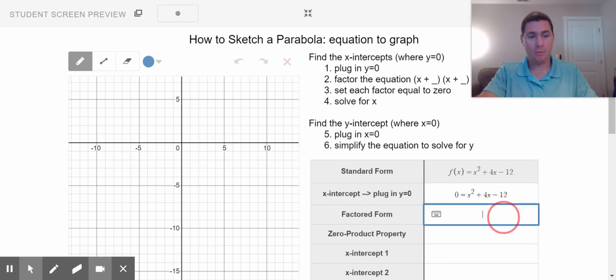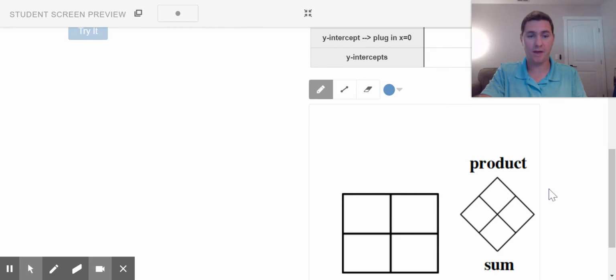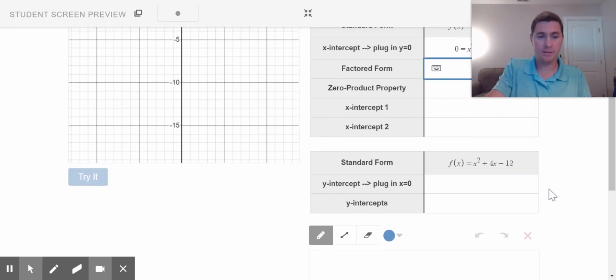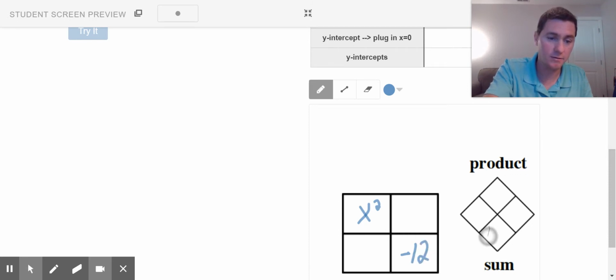Now, in order to solve an equation like this, we have to put it in factored form, and that means we've got to do some factoring. So we're going to factor like usual. If you need help on that, check out the tutorial video on factoring. So we place our x squared and our negative 12. What we're not sure about is how to place the 4x. We've got to figure out how to split up the 4x.